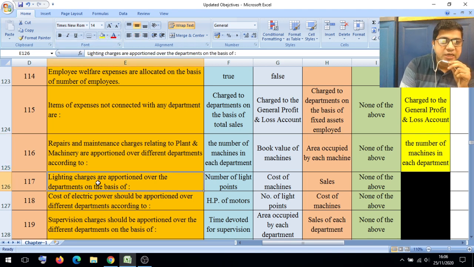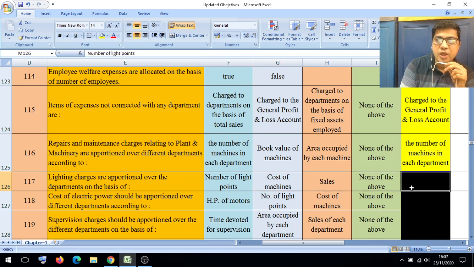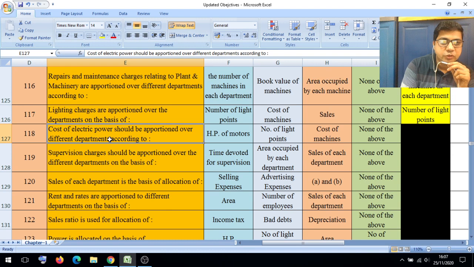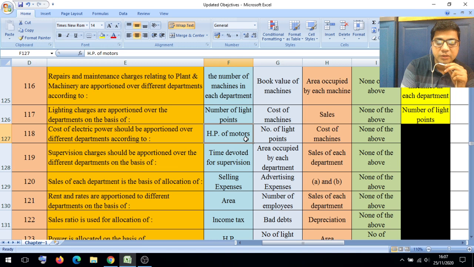Next, lighting charges are apportioned over the departments on the basis of number of lighting points, cost of machines, sales, none of the above. Answer is number of light points. It is very important. Cost of electric power should be apportioned over department accounts on the basis of: here, horsepower of the motor, number of light points, cost of the machines, none of the above. The answer is horsepower of motor.